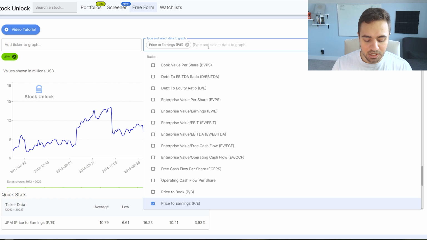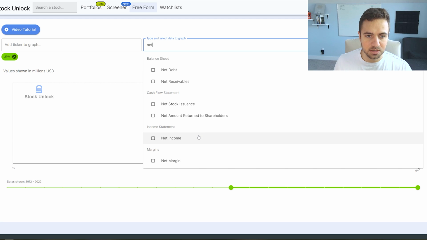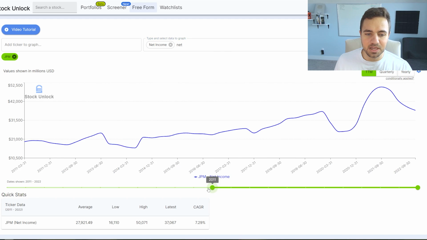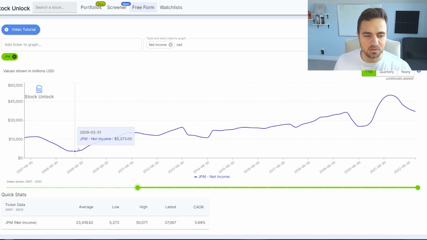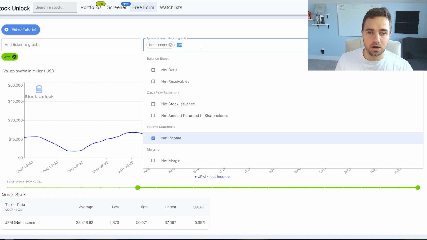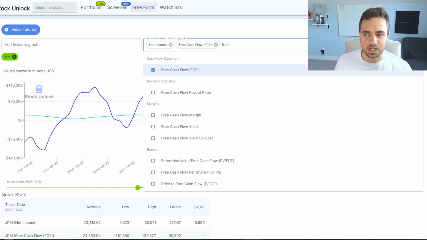Then the question is, why don't free cash flow metrics work for financial stocks like JP Morgan? So what we're going to do is take a look at JP Morgan's net income right here. And we can see that for the most part, this is a pretty stable line. It has some ups and downs, especially over here in the Great Recession when that happened. But we can see that for the most part, this is a pretty stable line that is going up and to the right. Well, now let's take a look at JP Morgan's free cash flow.